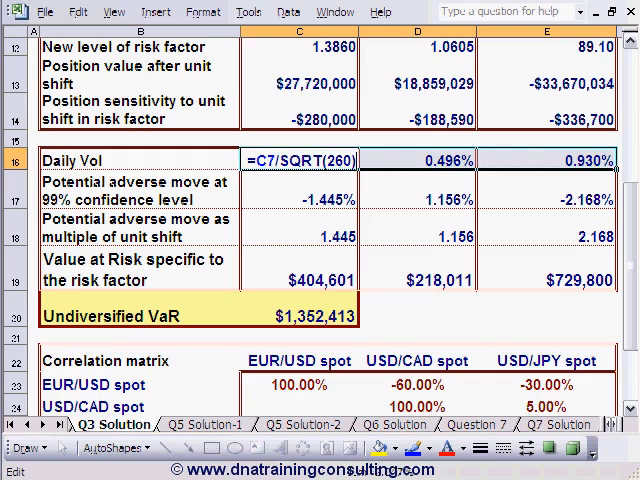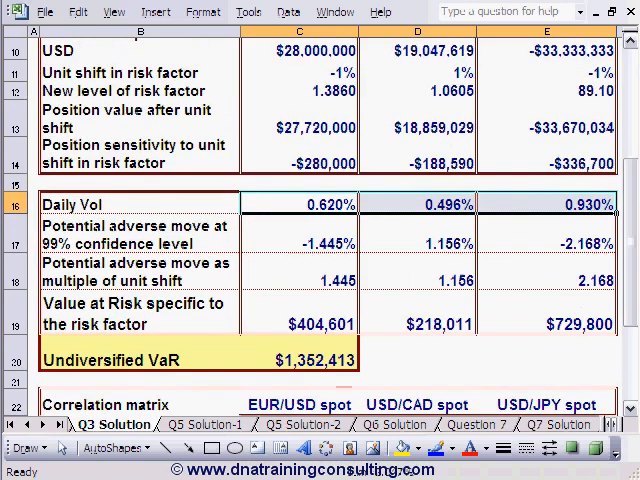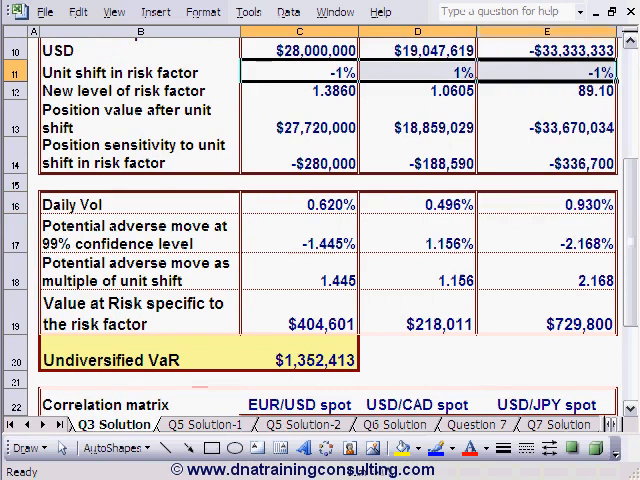Given the normal distribution assumption under the variance-covariance approach, the worst adverse potential movement at a 99% confidence level corresponds, you should remember, to either minus 2.33 sigma or plus 2.33 sigma, depending on the sign of the shift in the risk factors in cells C11 to E11.